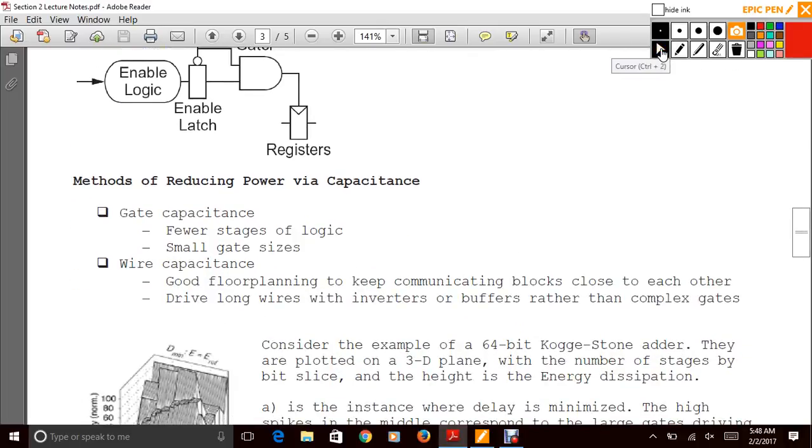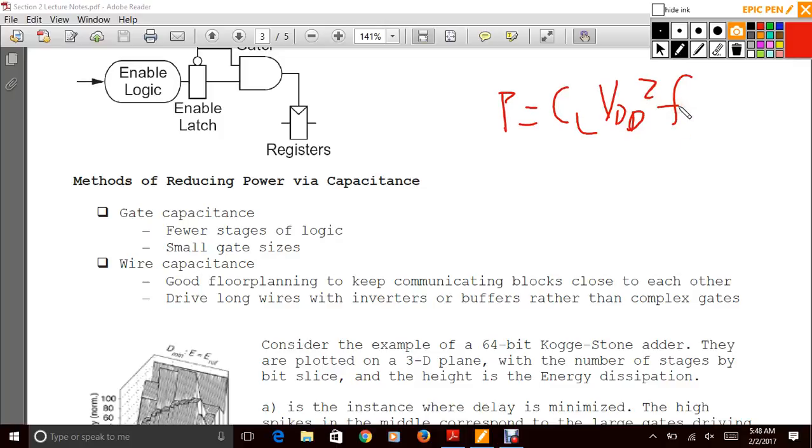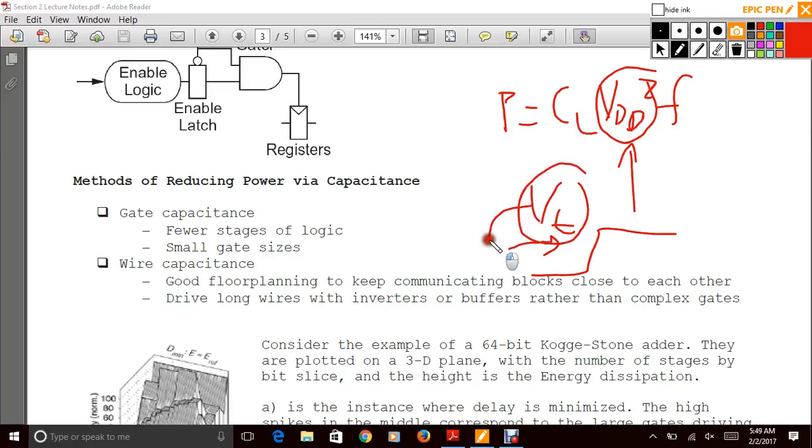So here are some other fundamental ways of reducing power via capacitance. We also know that power equals load capacitance times the supply voltage squared times the frequency. So one thing you're probably thinking about is right here, supply voltage. The minimum voltage required on the gate in order to produce a switch is your threshold voltage. That's going to go down in instances where the gates get smaller and smaller.